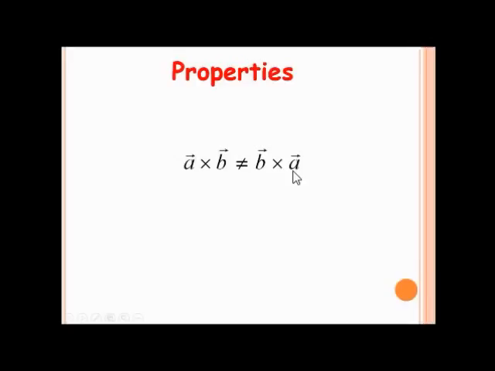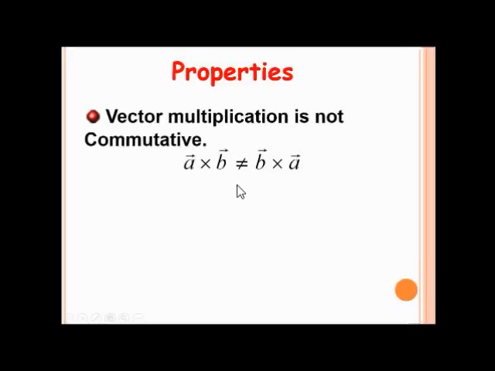In case of dot product, you might have learned that A dot B is equal to B dot A because there is no need of direction, only magnitude. In this case also magnitude is same, but the one thing which makes them different is the direction, and that direction is given by the right hand thumb rule. So we can give a remark that vector multiplication is not commutative.